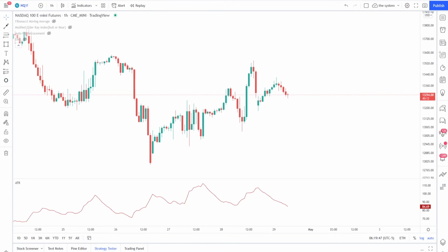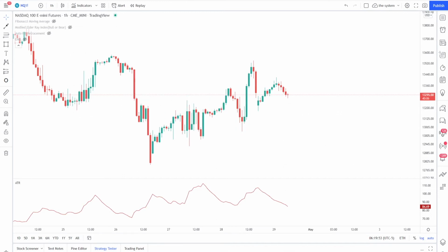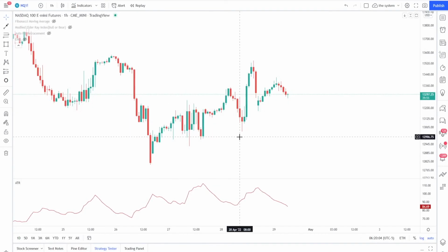Alright traders, the final indicator that I like to use on my chart is the average true range. Very simple indicator, and it can be used in basically two different ways. The first way is we're going to use it to set stop losses and profit targets, and the way to do that is we look at whatever our average true range is at that specific period in time.